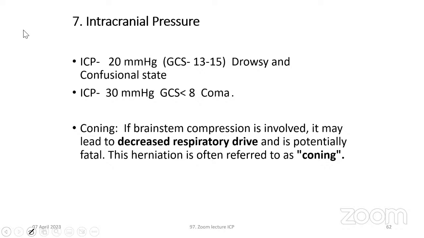If ICP is 20 millimeters of mercury, which is above the normal level, the Glasgow Coma Scale is approximately 13 to 15, with drowsiness and confusional states. If ICP is 30 millimeters of mercury, GCS is approximately less than 8 and coma ensues. If brainstem compression is involved, it may lead to decreased respiratory drive and is potentially fatal. This herniation is often referred to as coning.